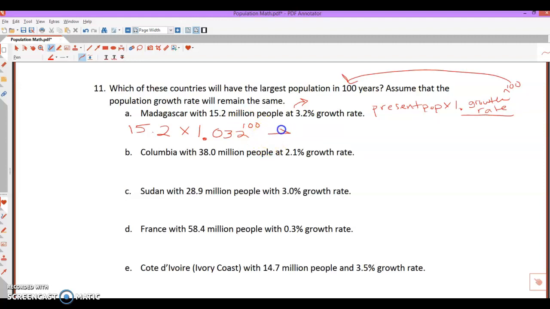Put this in your calculator. And this is going to give you 354.6 million people. Okay? That's how you do those problems. So B, C, D, and E, you'll do the exact same way. And so whichever one of these has the highest population at the end will be the correct answer.